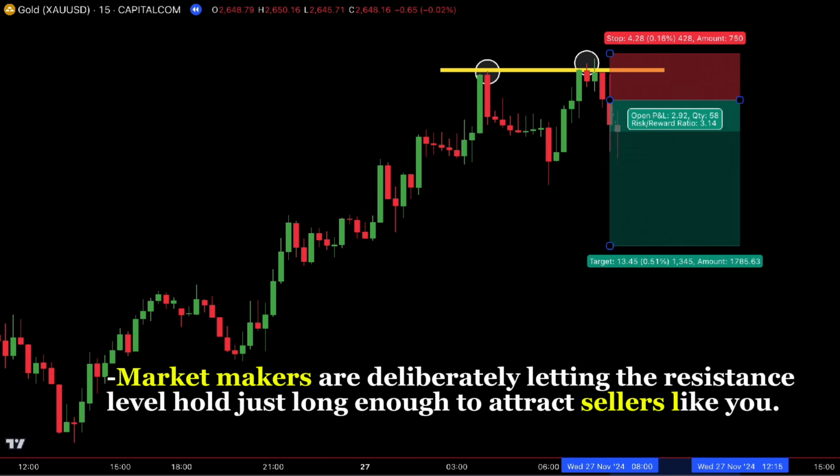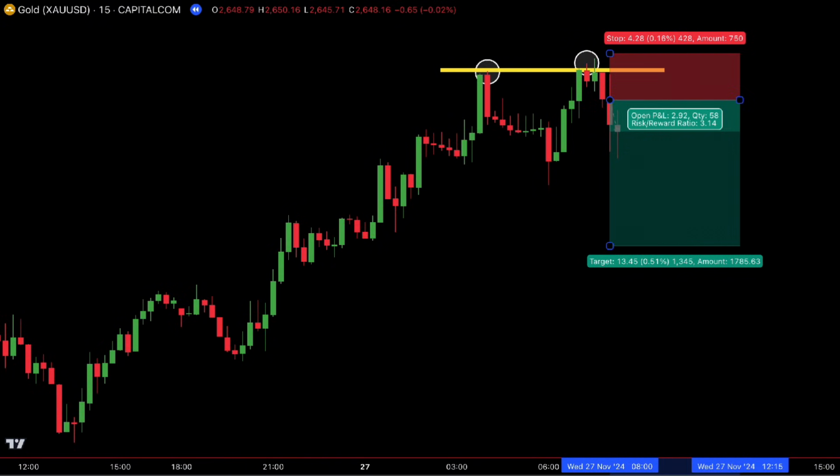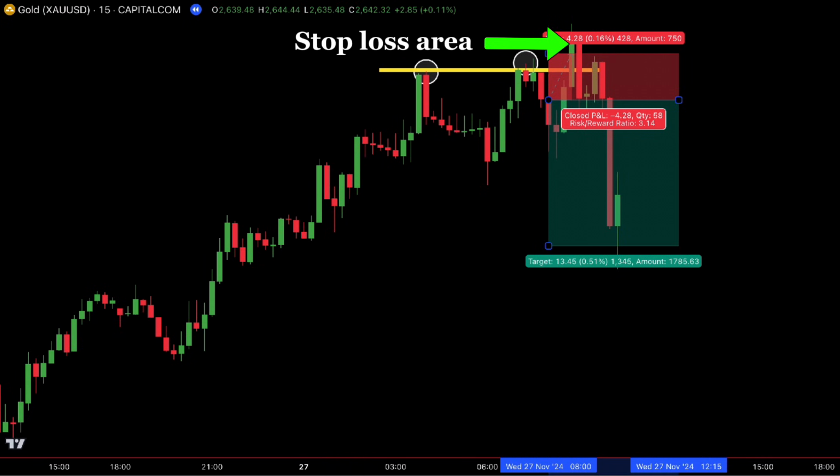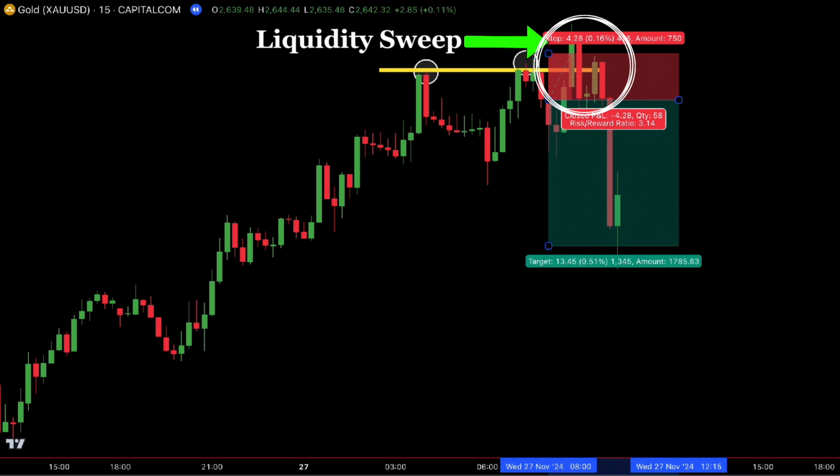Market makers are deliberately letting the resistance level hold just long enough to attract sellers like you. They know exactly where your stop losses are, clustered just above the double top. When enough traders have entered, the price suddenly surges upward, breaking through the resistance. This isn't a breakout, it's a liquidity sweep. Market makers trigger stop losses to create the liquidity they need to fill their own sell orders at higher prices. Once they've collected liquidity, the price reverses sharply and drops in the direction you originally expected. But now, you're out of the trade, watching the market move without you.